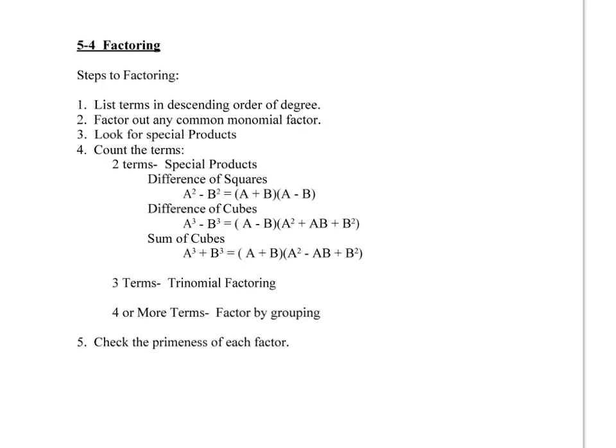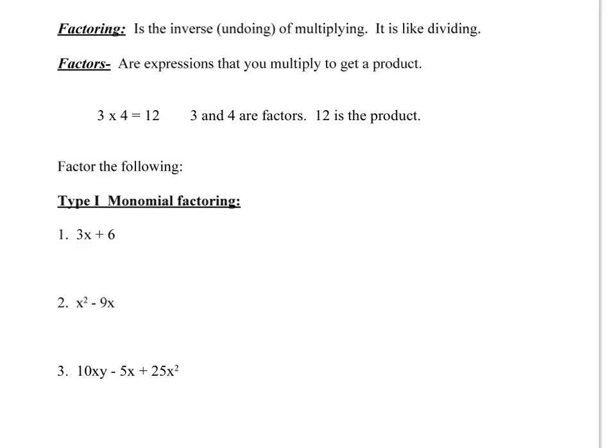Then we're going to talk about trinomial factoring. And we will, not today, but at some point you will learn or review factoring by grouping. And your last step to factoring is always check the primeness of each factor. So we're going to start by doing the first step of factoring, which is monomial factoring, factoring out a common factor. Don't forget that factoring, again, is the inverse, the reverse, the undoing of multiplying.